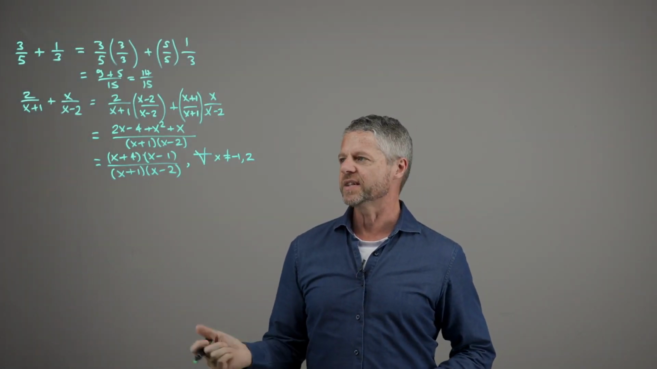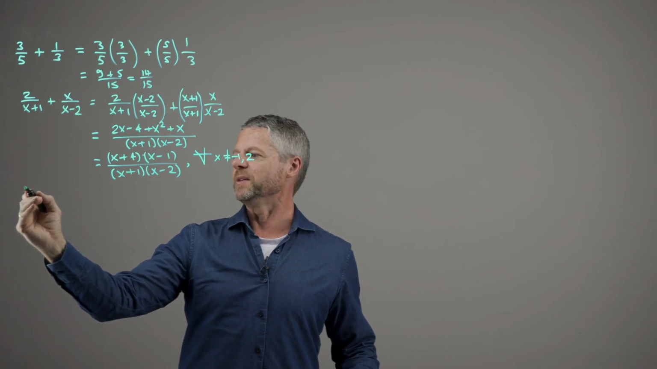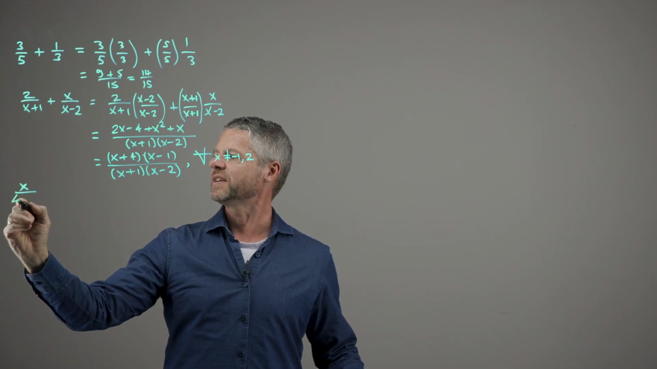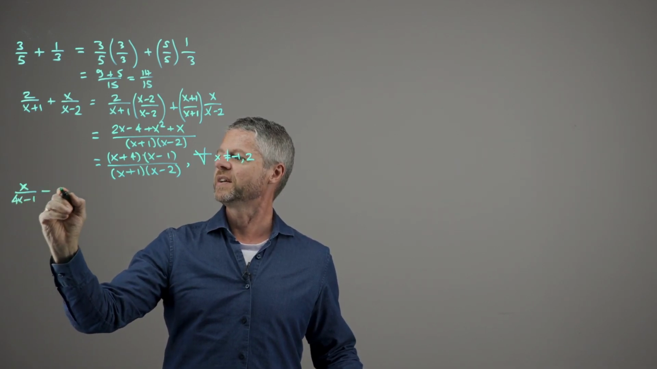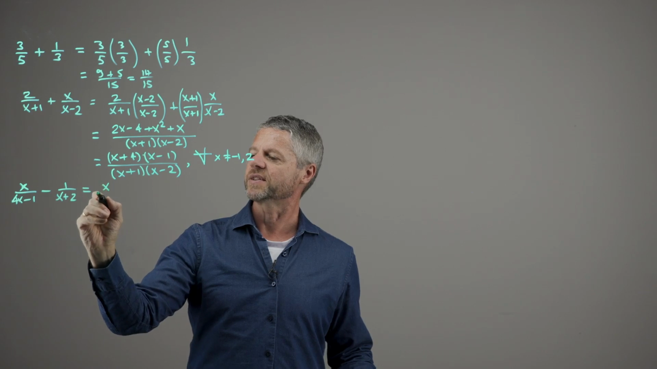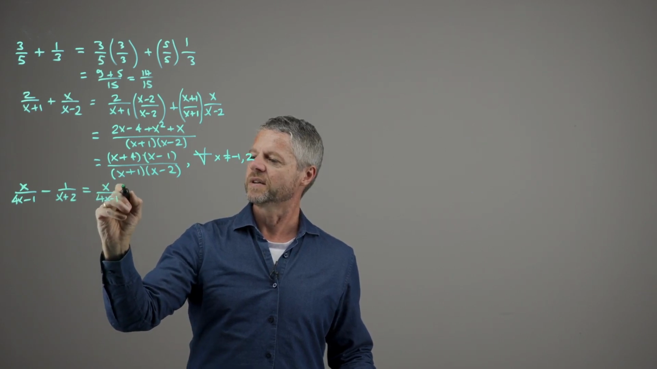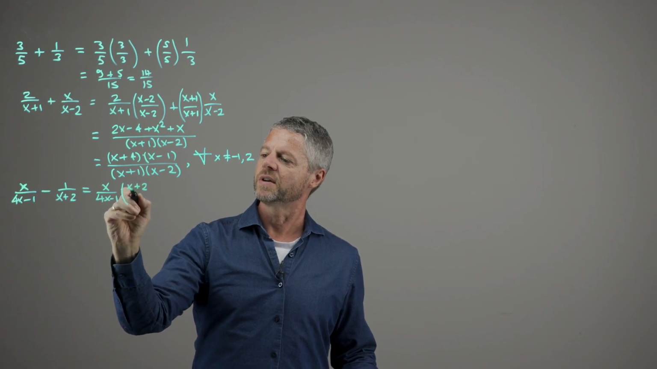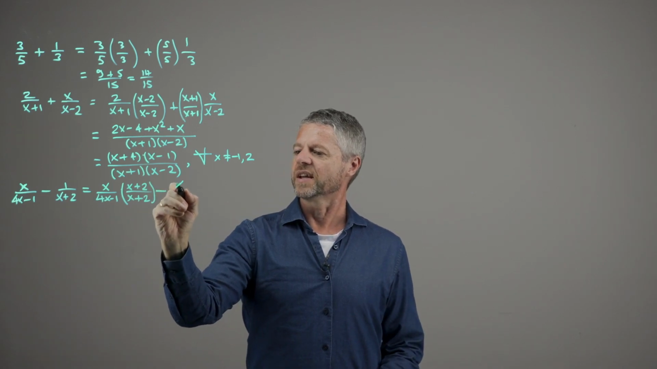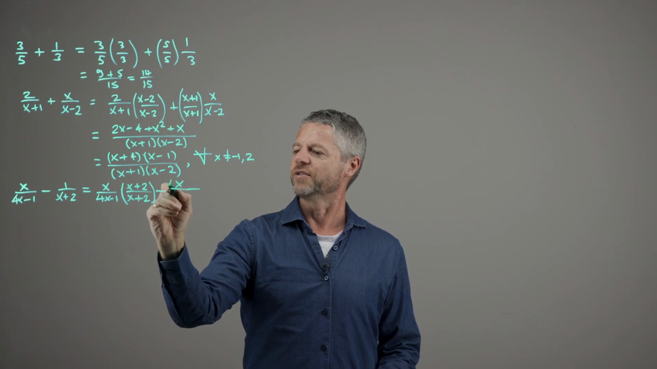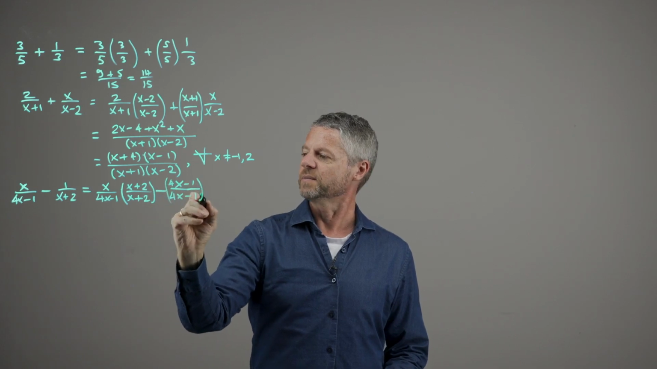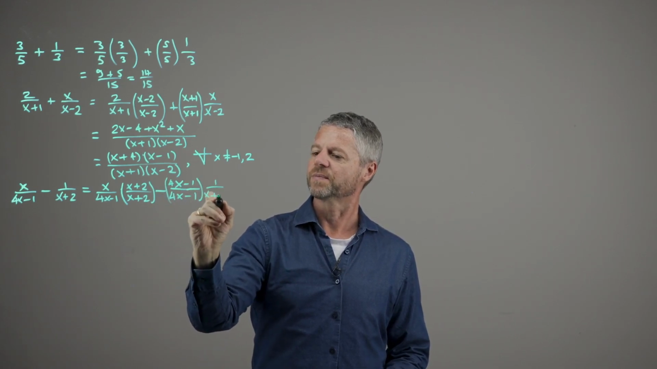Subtraction works very similarly. We still need to find common denominators. So let's do an example of subtracting rational expressions. Let's do x/(4x minus 1) minus 1/(x plus 2). So we'll have x/(4x minus 1) times (x plus 2)/(x plus 2), and then we'll subtract (4x minus 1)/(4x minus 1) times 1/(x plus 2).